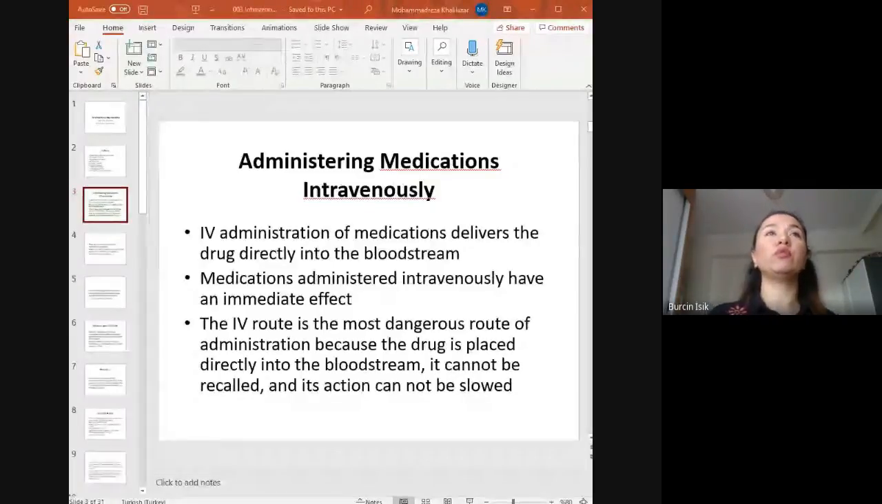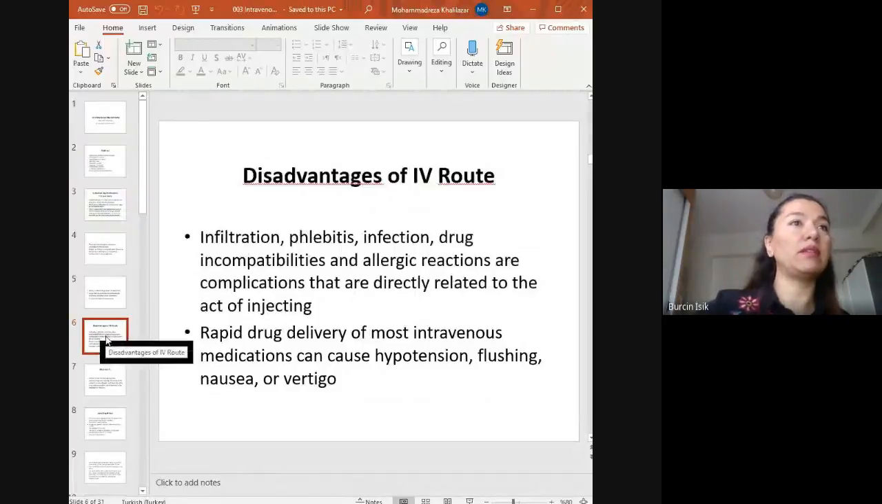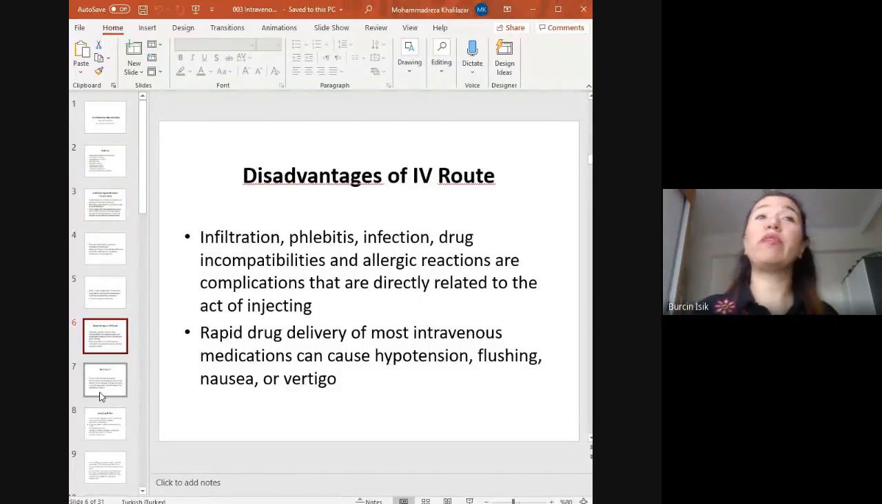If you are not careful about aseptic techniques, it causes infections. Now I'm going to the disadvantages: it may cause vertigo, flushing, and hypertension also.